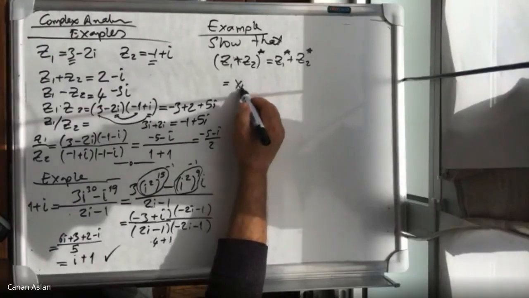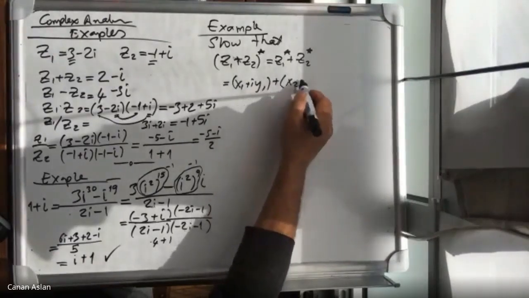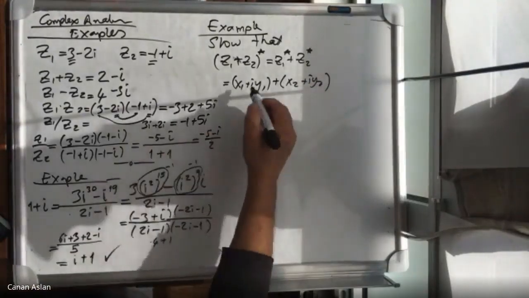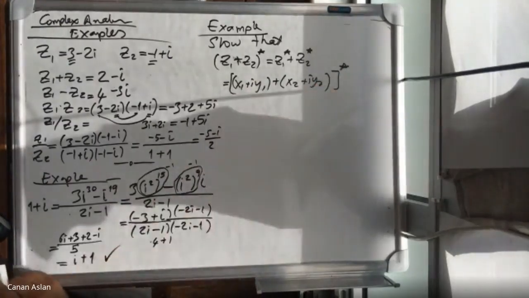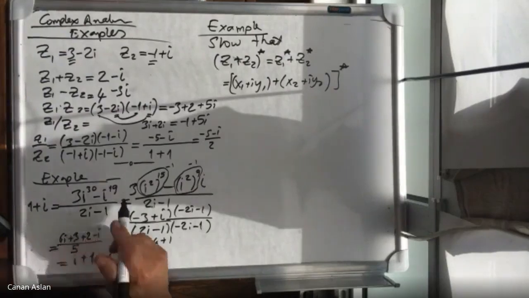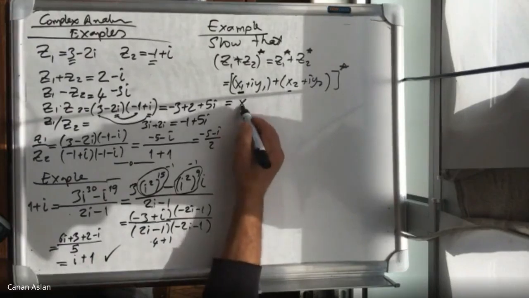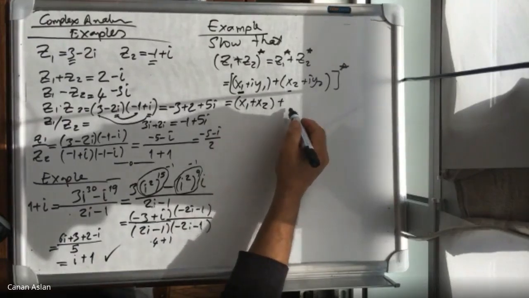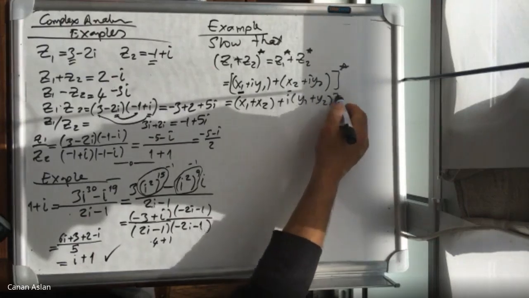So Z1 is x1 plus i y1, and Z2 is x2 plus i y2. Now we take the complex conjugate of the whole thing. Now we are adding the real parts and the imaginary parts separately, so x1 plus x2, this is the real part, plus i times y1 plus y2. This is the general thing.